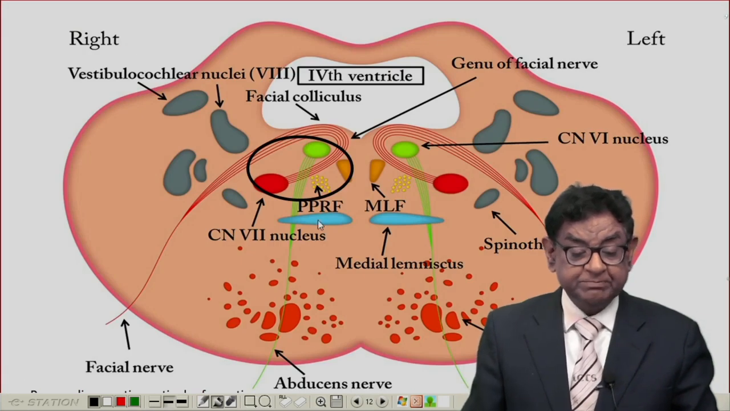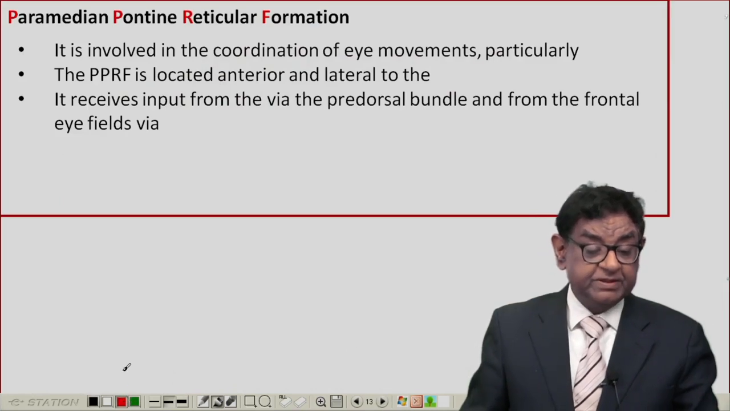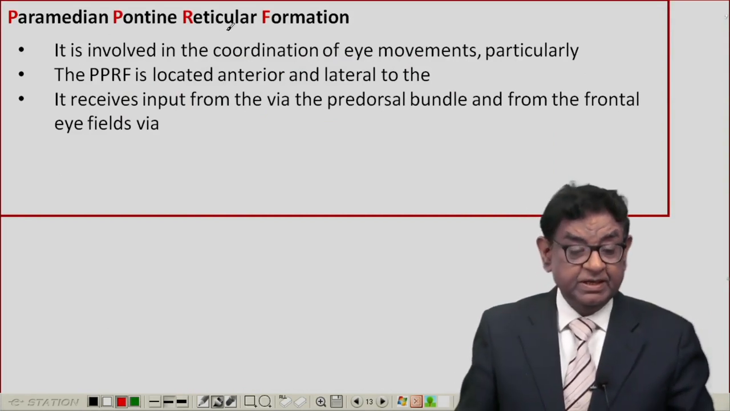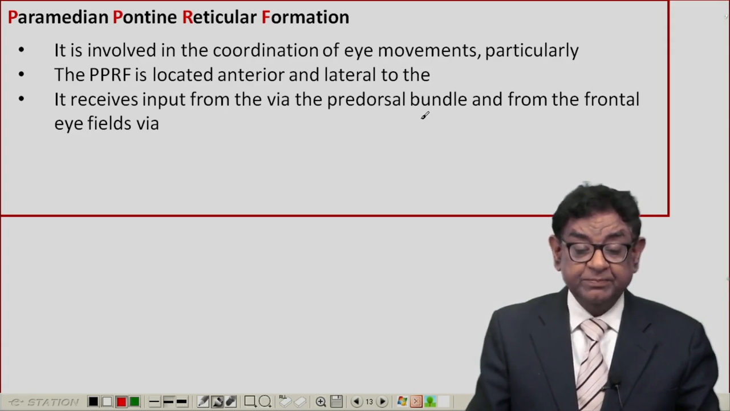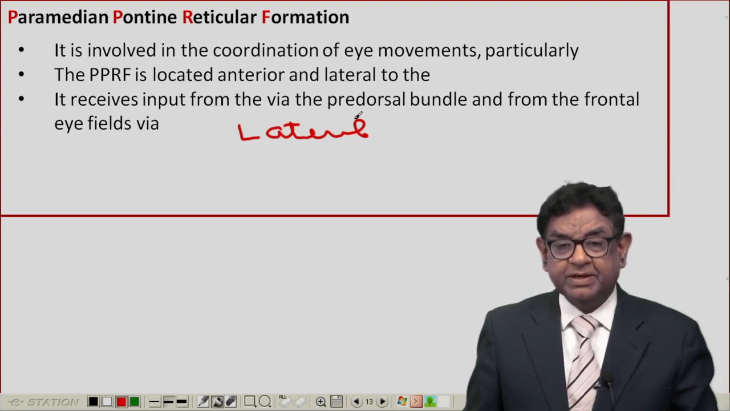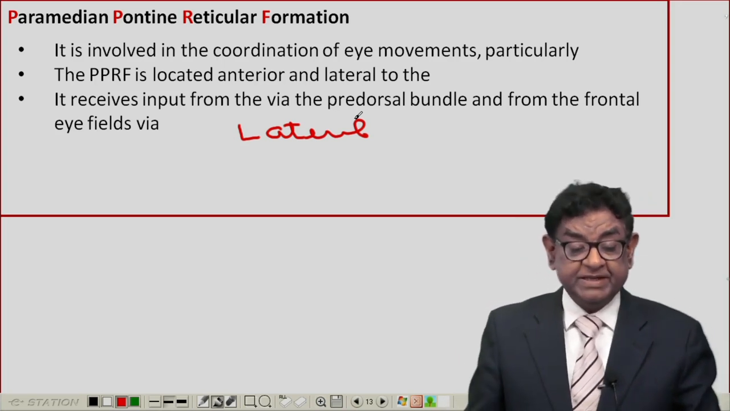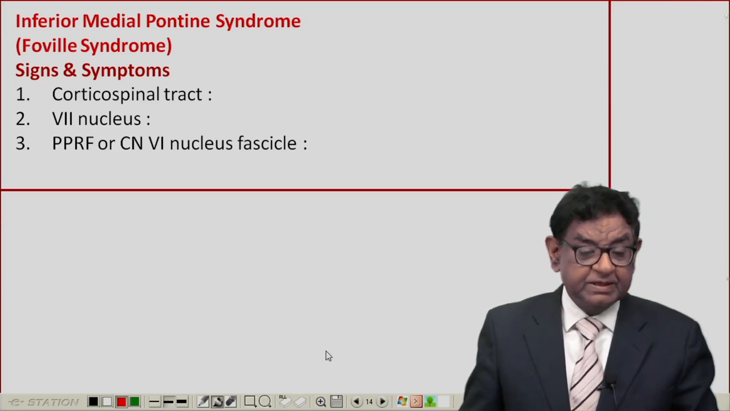Now let us talk about what this PPRF is. Remember, PPRF is just lateral to MLF. Now what is this PPRF? This is the short name of the paramedian pontine reticular formation. It is involved in eye movement, particularly in the lateral gaze. Mainly it is concerned with the lateral gaze. That means, remember, now I am looking this way, horizontal movement. Of course, sixth and third nerve are involved, but PPRF is the one which is coordinating this eye movement, right?